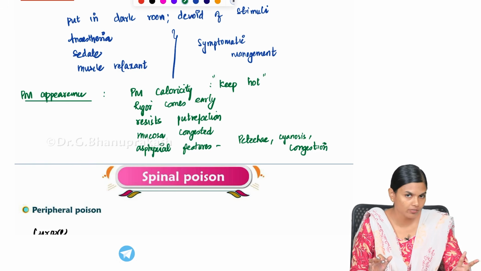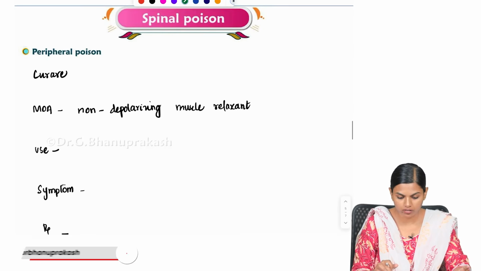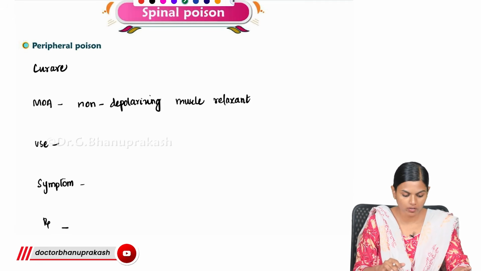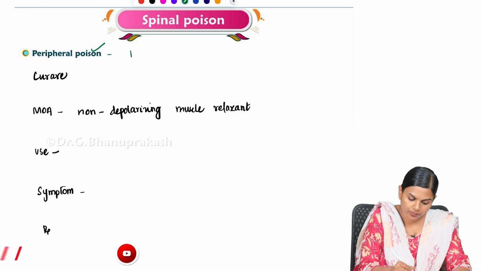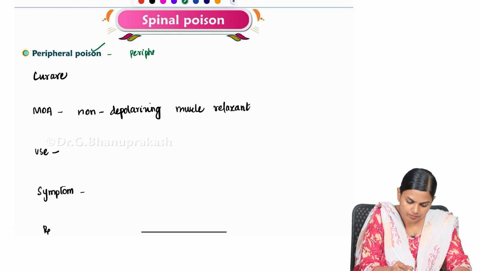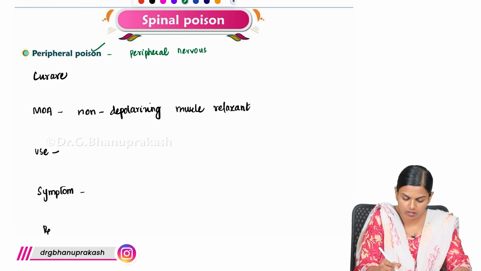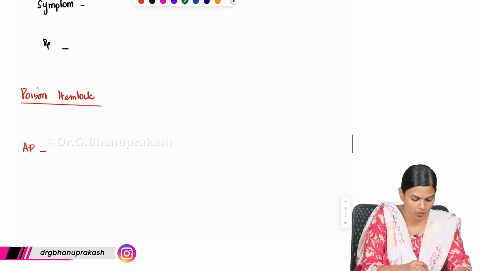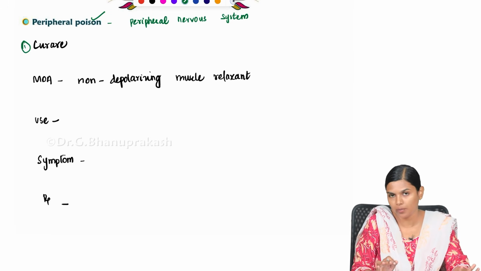You should be able to identify the picture, and you should be able to say what is the postmortem appearance in that. So this is centrally acting spinal poison we have seen. Now what you are going to see is peripheral poison, the poison that acts in the peripheral nervous system. You will be seeing two poisons. One is curare, another is poison hemlock. These are the two poisons that we will be seeing in the peripherally acting.